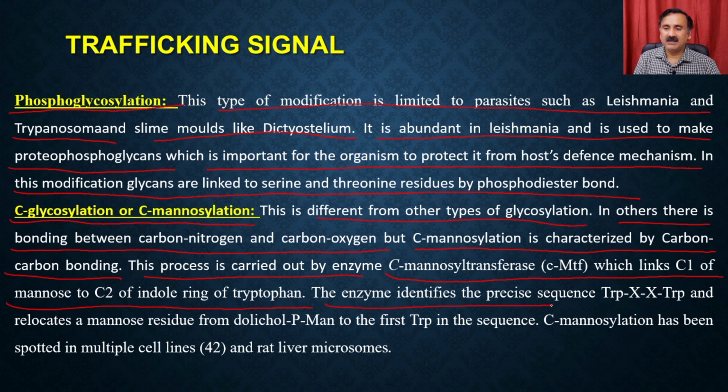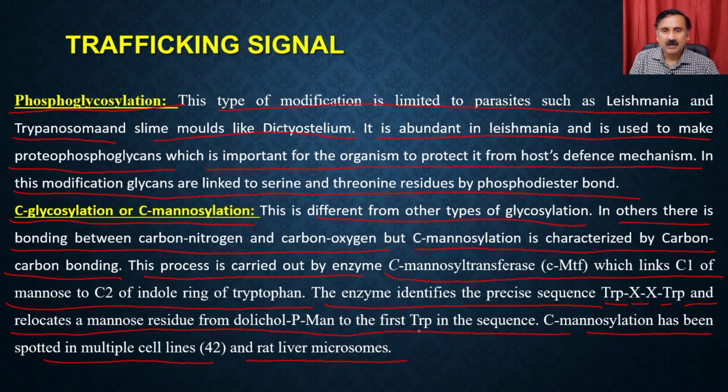The enzyme identifies the precise sequence, tryptophan-X-X-tryptophan, and it relocates the mannose residue from the dolichol-P-mannose to the first tryptophan in the sequence. C-mannosylation has been spotted in multiple cell lines and in rat liver microsomes. So with these glycosylations, it is actually going to achieve vesicular trafficking.